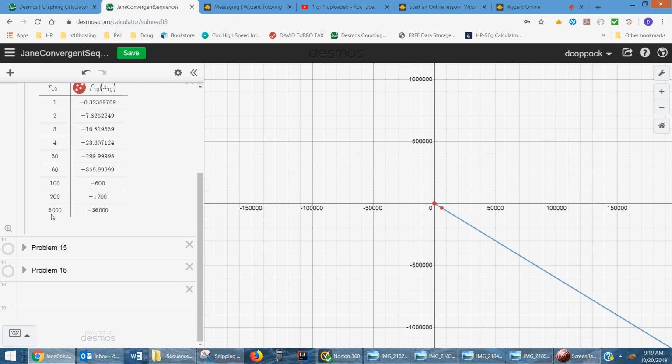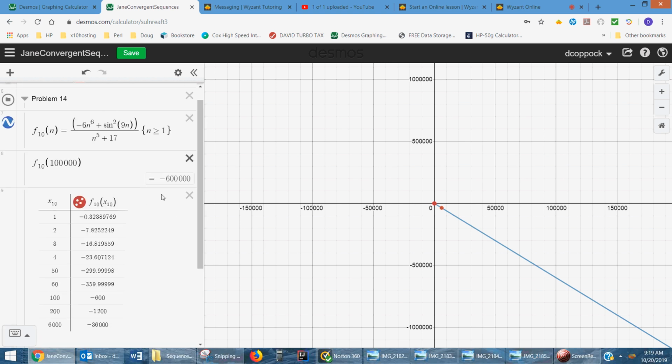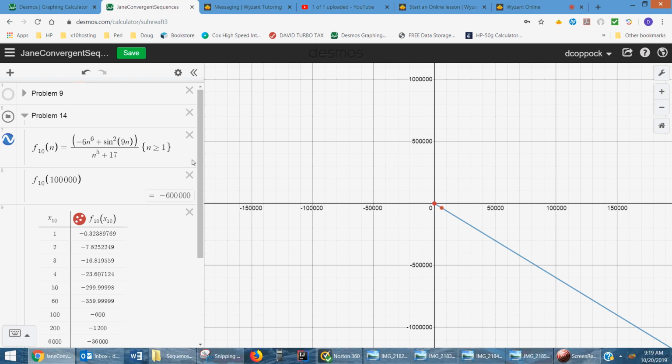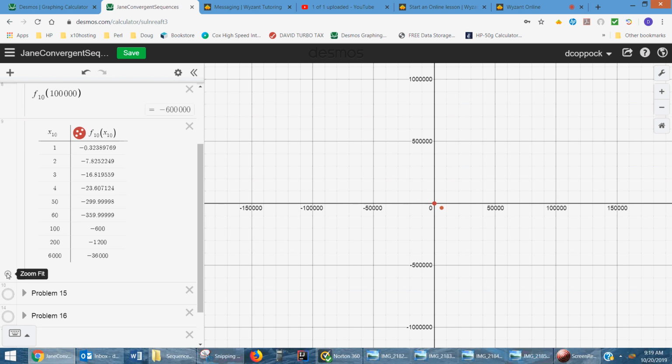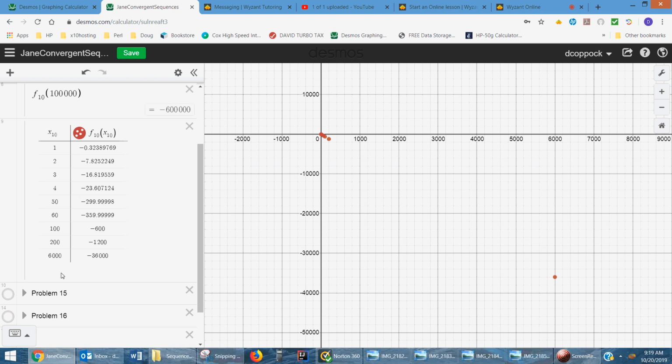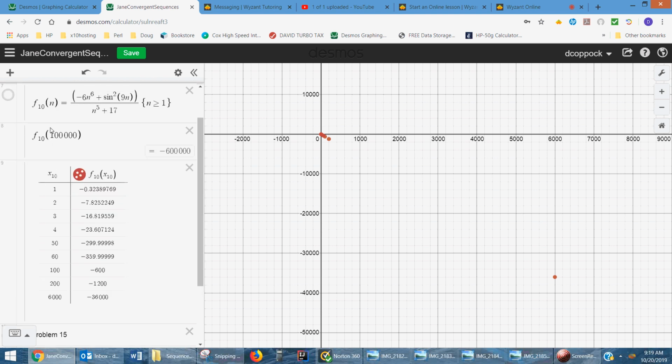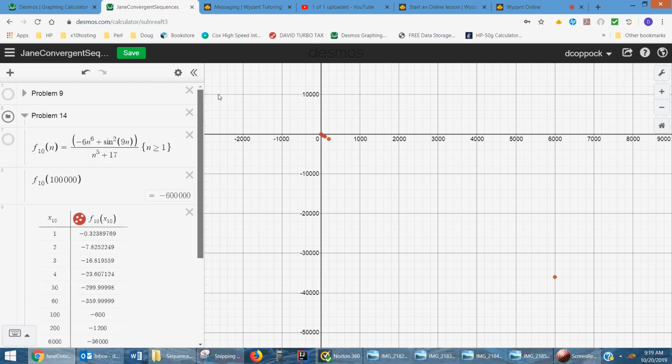And the table seems to confirm that. As n gets bigger and bigger, the y values get smaller and smaller, bigger in absolute value, but more negative. And by the way, let me click this button right here to bring into view again all the elements of the table. It looks like f sub 10 of 100,000 is negative 600,000. So that seems to confirm what we're looking at here. I can hide these two, by the way.